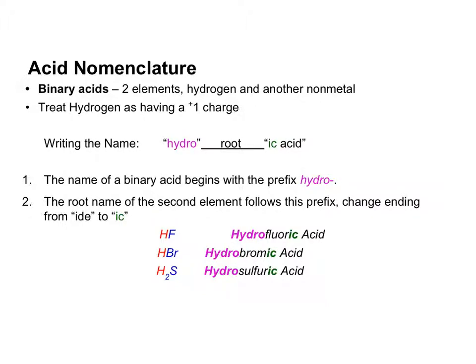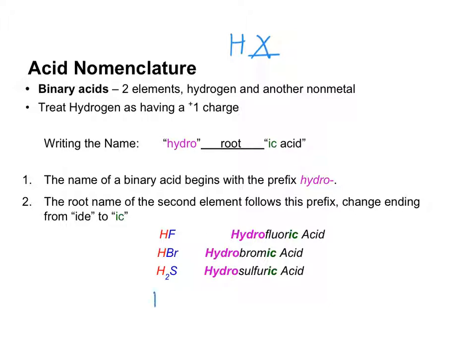The binary acid has two elements, hydrogen and one other nonmetal. So binary acids always have hydrogen and one other nonmetal, so I'm going to make that HX as its generic format. Okay? We always treat hydrogen as having a +1 charge because it's the proton, and when you write the name for a binary acid, you use the template hydro as a prefix, the root of the nonmetal, and then ic acid. So examples would be hydrofluoric or hydrobromic or hydrosulfuric. We always write the binary acid name with the prefix hydro, and then we change the ending of the nonmetal ion from "ide" to "ic."